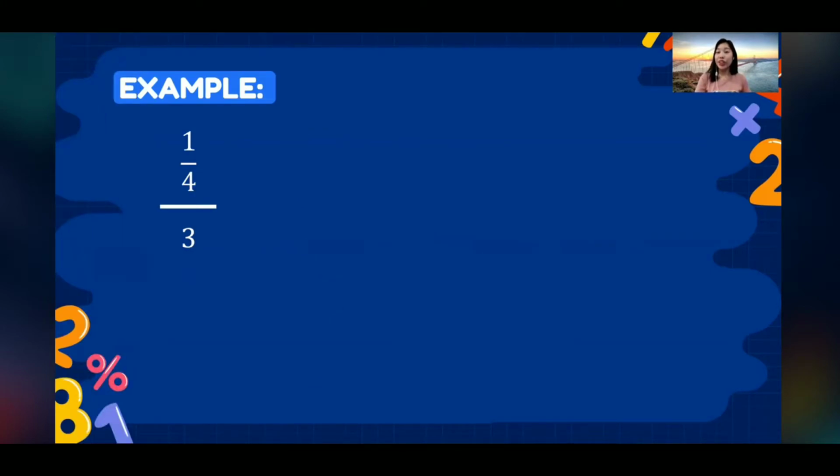For our last example, we have this one. We have a fraction in our numerator and then a whole number in our denominator. So what is the first thing to do? Correct. Copy the numerator as our first fraction. And then change the line to division symbol. Then copy the denominator as our second fraction. Since our denominator here is a whole number, what are we gonna do?